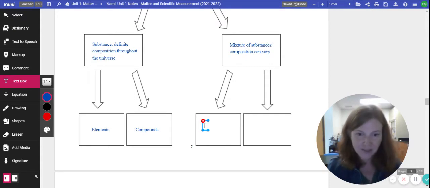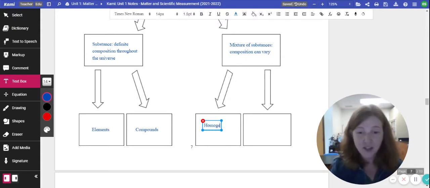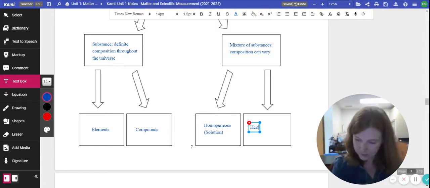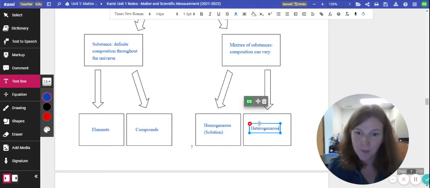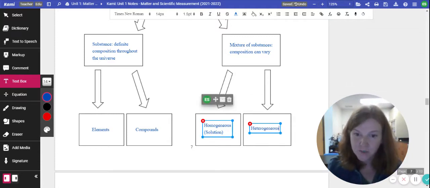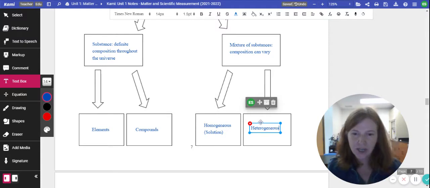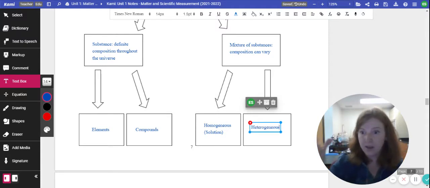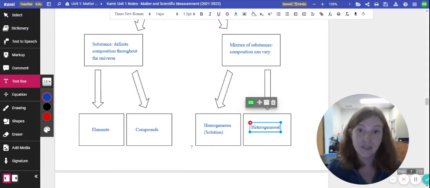On our mixture side of things, we have our homogeneous, also known as a solution. Or we have heterogeneous mixtures. The difference here being in a homogeneous solution or mixture, throughout that particular sample, it's uniform throughout. So the first bite is the same as the last bite. Whereas a heterogeneous mixture, if you have like a bucket of something, every ladleful will be slightly different in terms of its composition, okay?